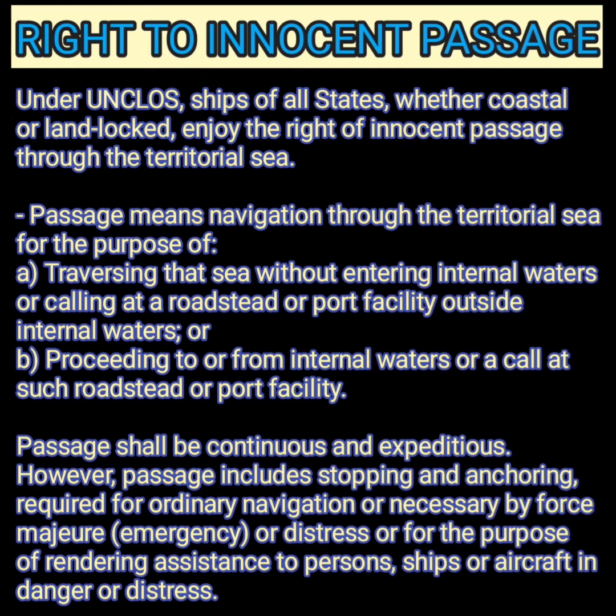So under UNCLOS, ships of all states, whether coastal or landlocked, enjoy the right of innocent passage through the territorial sea. Now innocent passage has two terms, one is innocent, one is passage. Let's understand what the passage means. It simply means navigation through the territorial sea.